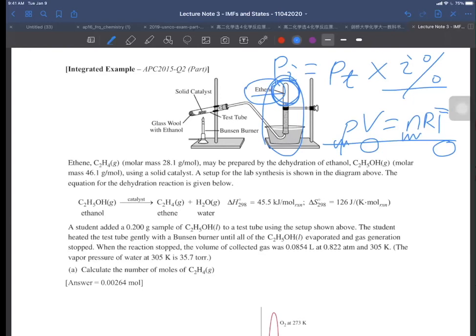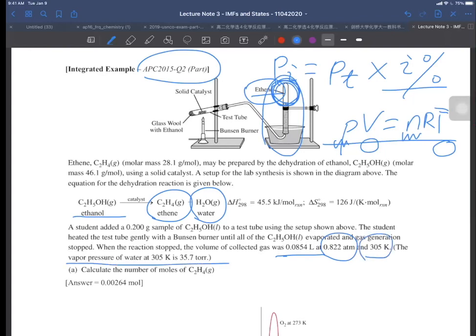So this is this AP question. Let's have a quick look, okay? We decompose ethanol into ethene and water, and the ethene is not soluble in water, so it can be collected in the test tube. So you have the total volume here, the pressure here, the temperature here, the vapor pressure of water here. I'll give you 30 seconds to have a quick analysis of how to calculate the moles of the C2H4, which is the ethene.